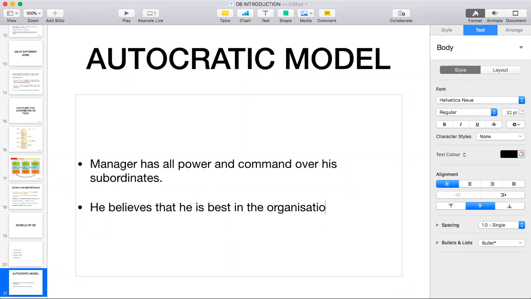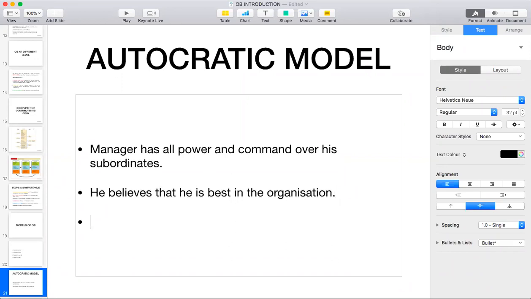I think you are all working professionals. You might know this sort of boss we always have in organizations. He thinks that he's the best in the organization, and employees must follow his orders. Employees are required to follow their orders. You don't have any option, I think. So employees always have to follow their orders.